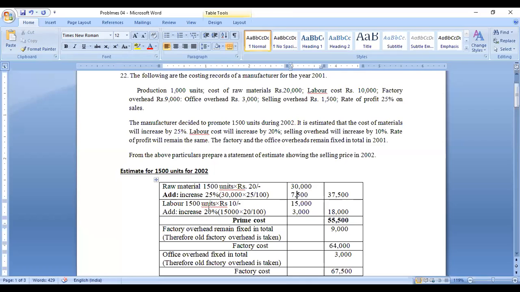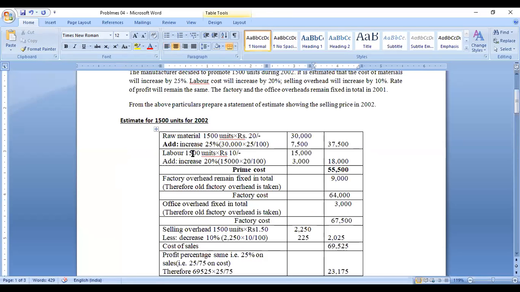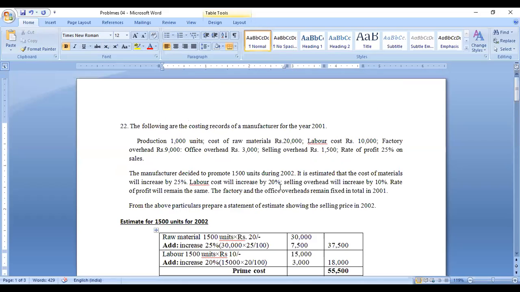The labor cost per unit is 10 rupees, calculated by multiplying 10 rupees with 1,500. So this is a direct cost. So 15,000 into 20 divided by 100, 20% is the increase. The labor cost also increases in the next year. So 58,500 is the prime cost, it is calculated.